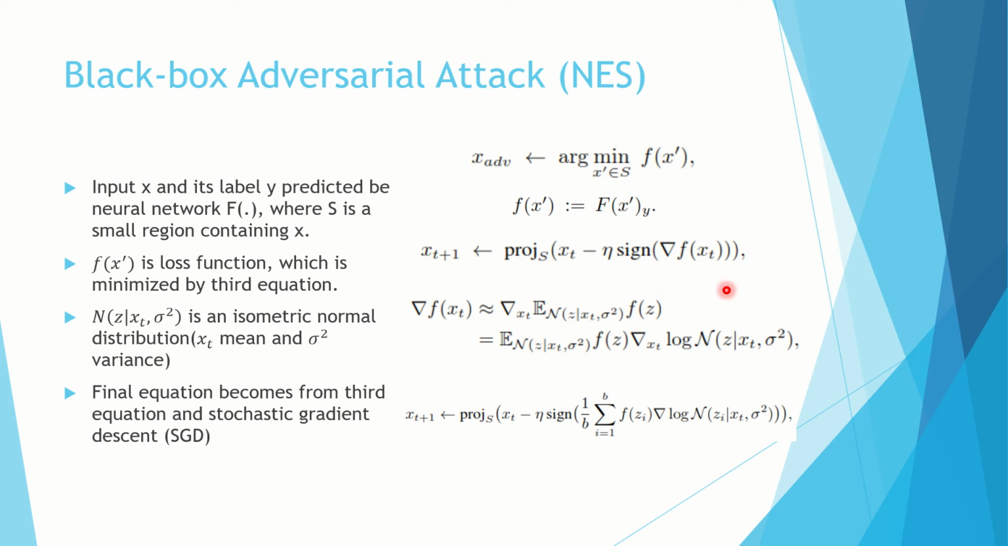But the disadvantage of this method is calculating the gradient of the loss function, because it's too heavy, and it's too heavy to calculate the isometric normal distribution, and sometimes it affects the final result.